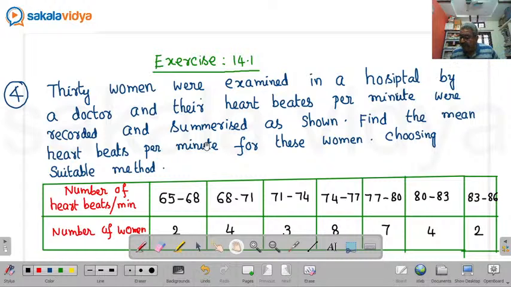Okay, which method do you use? Actually, I prefer the step deviation method. So that will be easier, because here the class marks will be somewhat high, and 30 women means the total frequency is given. 30 is the total frequency. So better to use the step deviation method. So let us do the step deviation method.